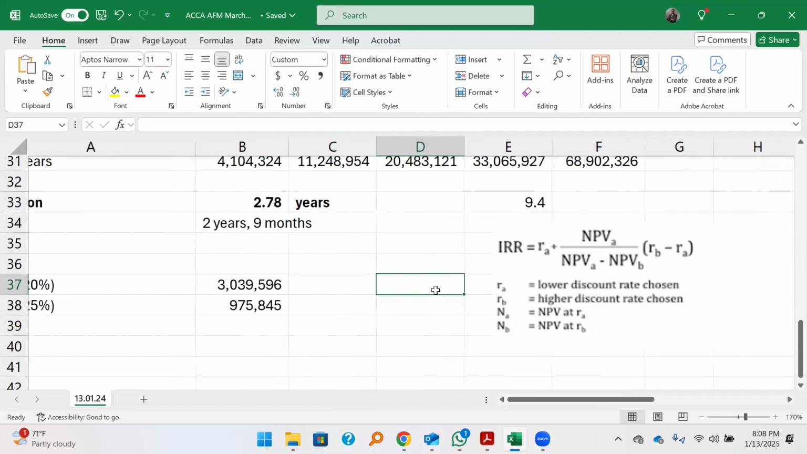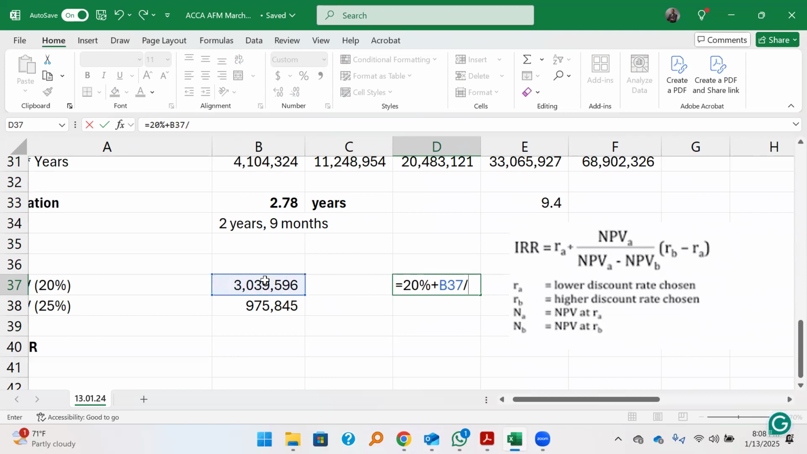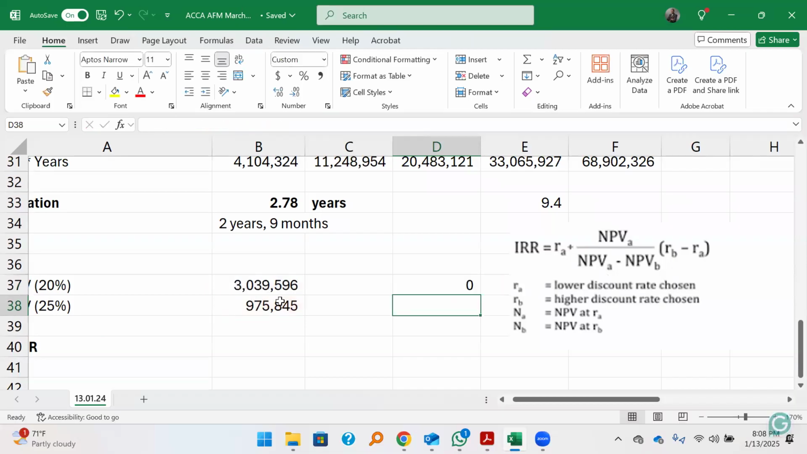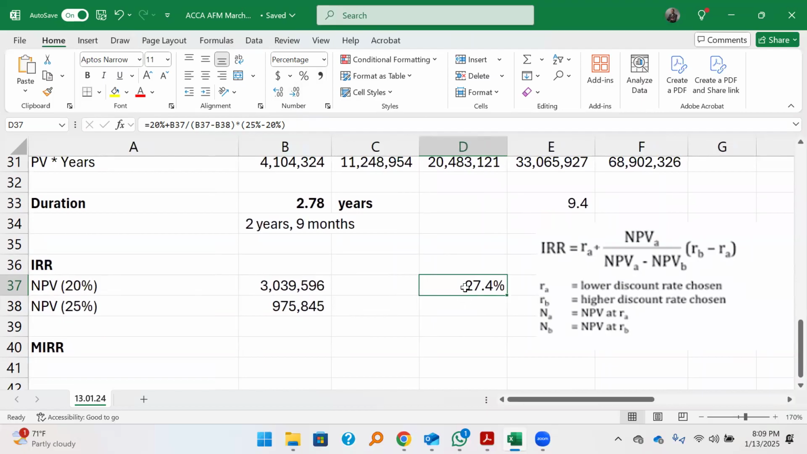So how do you get internal rate of return? You start from the lower rate, which in this case is going to be 20%, plus NPV of the lower rate, which is this one, divided by NPV of the lower rate minus NPV of the higher rate, then multiply by the difference between the higher and lower rate, 25% minus 20%. And you see that the answer that I'm getting is 27.4%. So this is the internal rate of return.